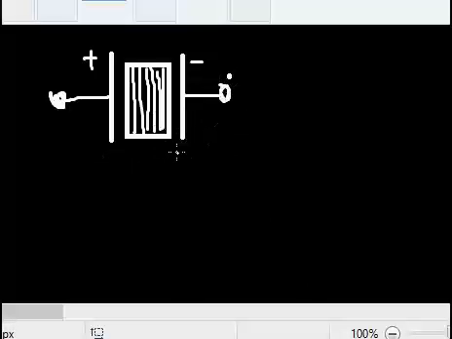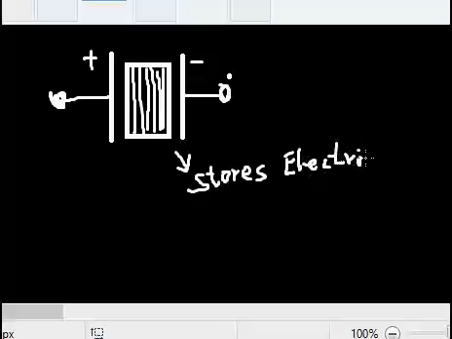So what this capacitor does is that it stores electric charge. It stores electric charges. All right, so now let's proceed.